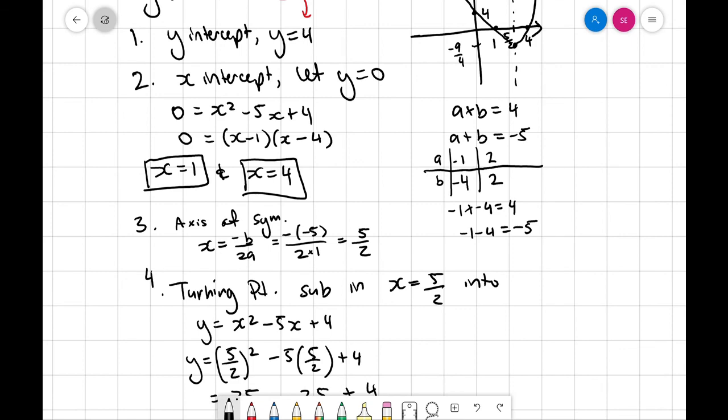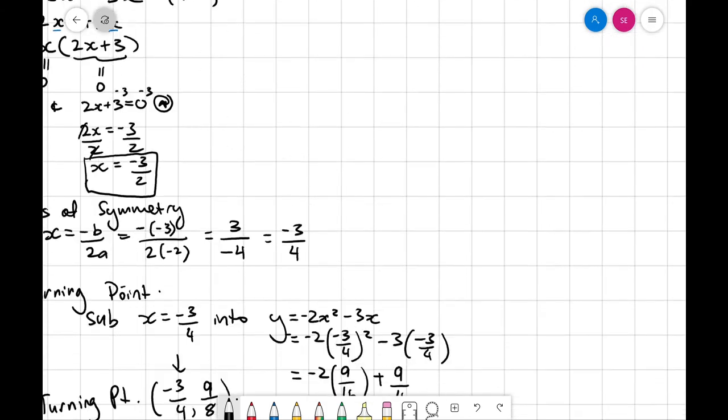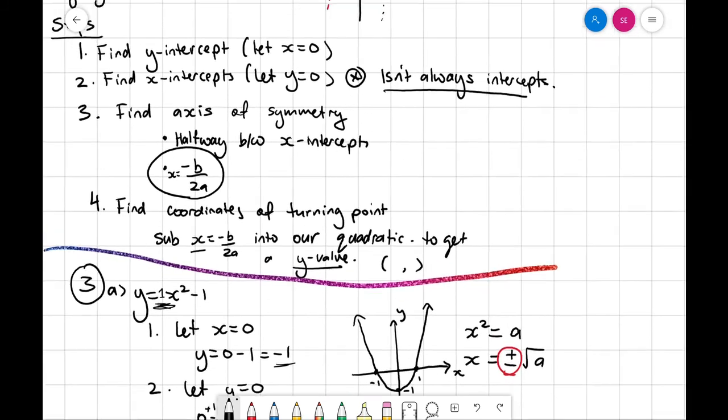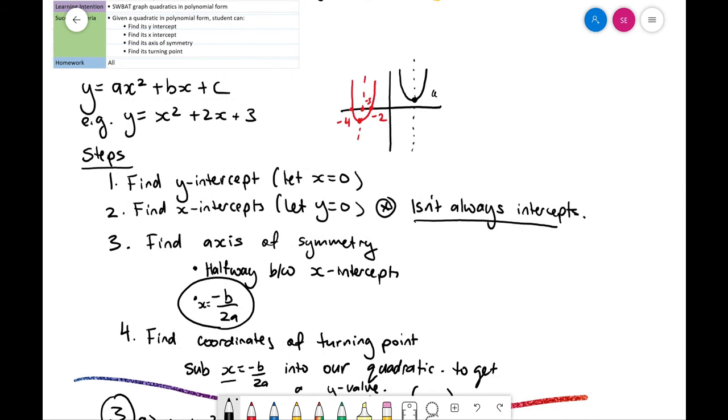Okay, so let's go back up to our learning intentions and success criteria. So just to recap, when we're given a quadratic in polynomial form, a form like this, we can find its y-intercept, that's step 1, find its x-intercept, that's step 2, find its axis of symmetry, step 3, and then find its turning point, step 4. And once you've done that, you can graph it.